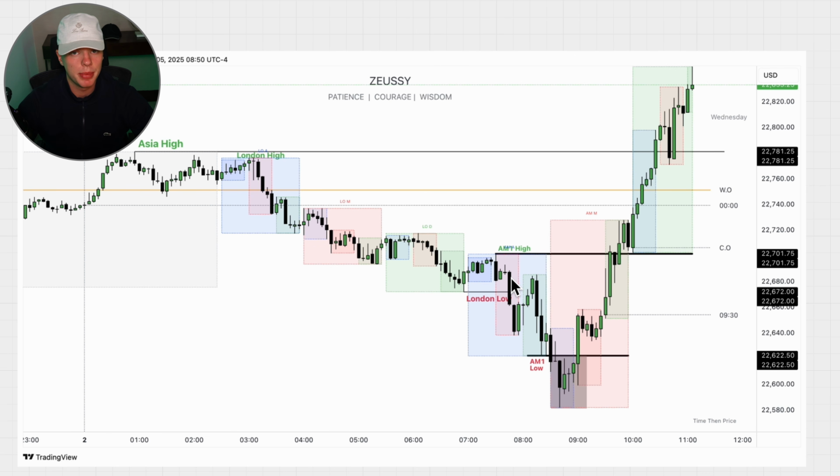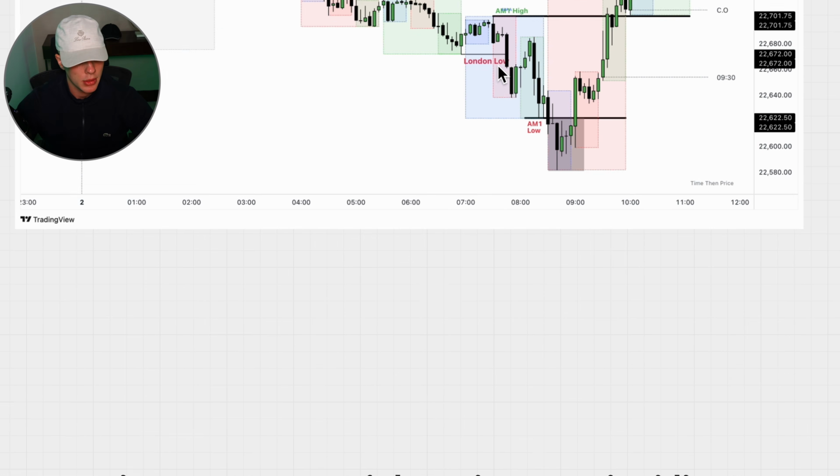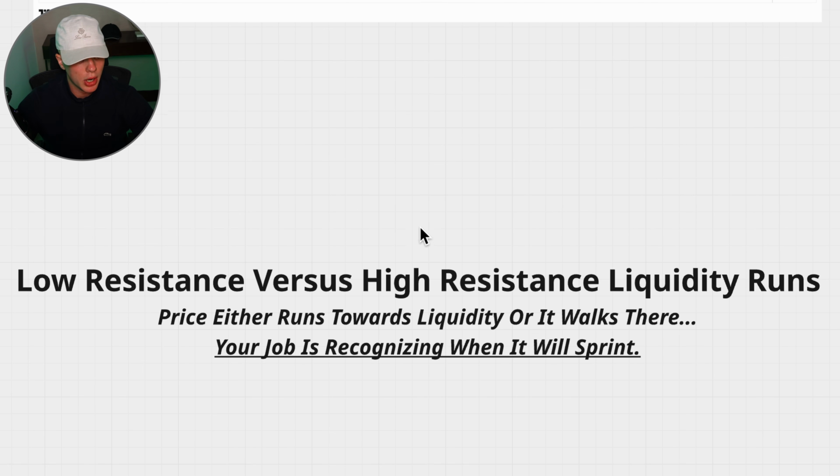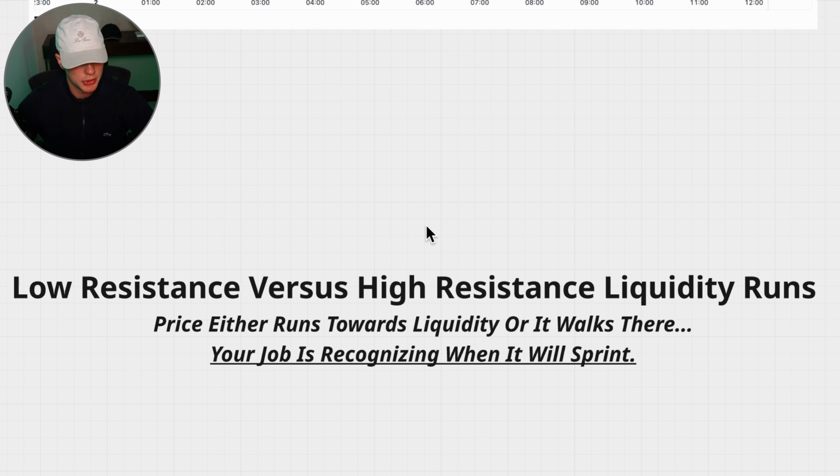So what you can see is that by paying attention to these purge and reverts, you're able to anticipate when and where you can start beginning to look at PD arrays to gauge the order flow. PD arrays always come after we see a purge and revert taking place, not anytime sooner. When we pay attention then to low resistance versus high resistance liquidity runs, these are the different types of ways that price expands. Price either runs towards a liquidity or it walks there. Your job is recognizing when it will sprint.